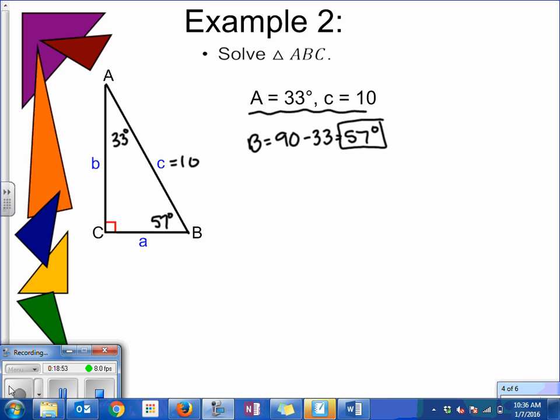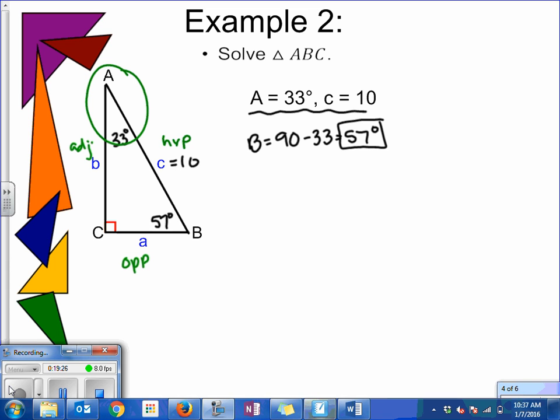So for example, I saw a lot of people as I went around who chose A, maybe because it was the angle that was given to them. They chose 33. Once you pick that angle, you must label your sides opposite, adjacent, hypotenuse. The side that is opposite angle A is little a. You should always be able to identify your hypotenuse because it's across from the right angle. And then the remaining side is your adjacent side.